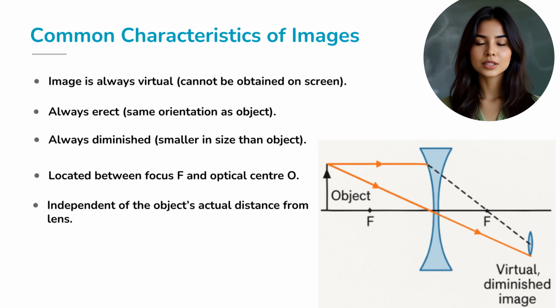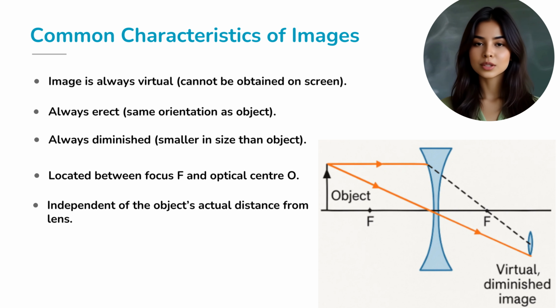So, let's break this down. Image is always virtual. Imagine looking at yourself in a spoon. That reflection? You can't capture it on a screen, right? Same here. The image formed by concave lenses is always virtual. It's like a ghostly image, but you can still see it.